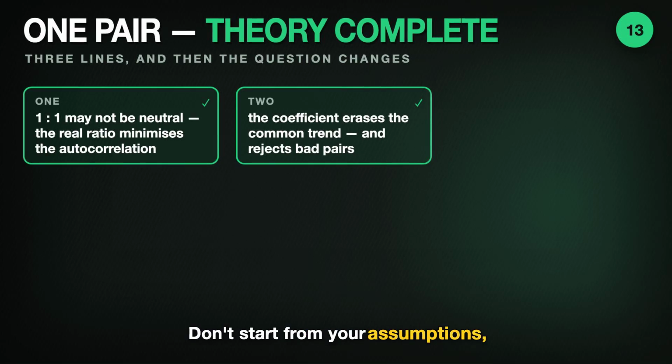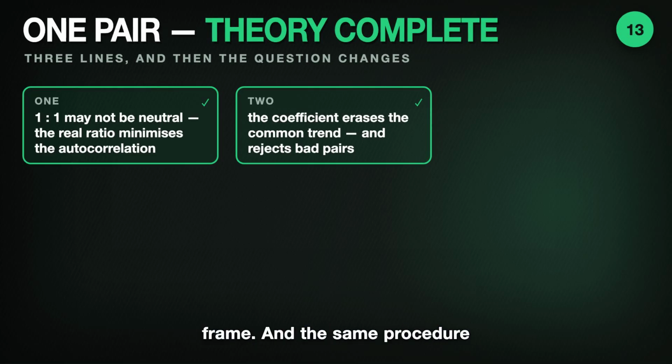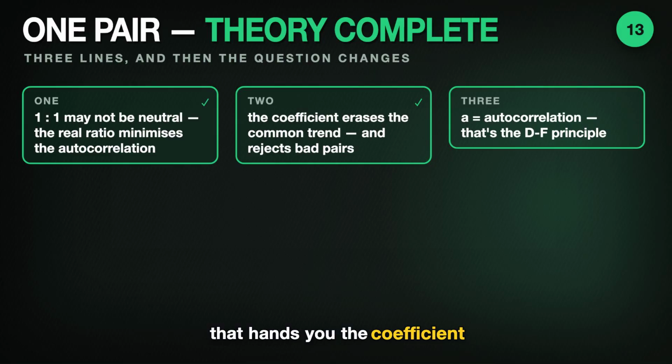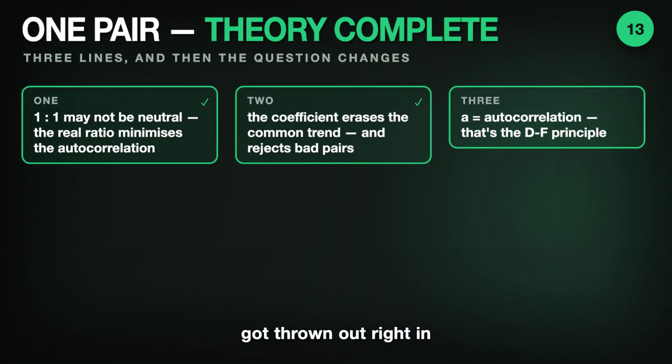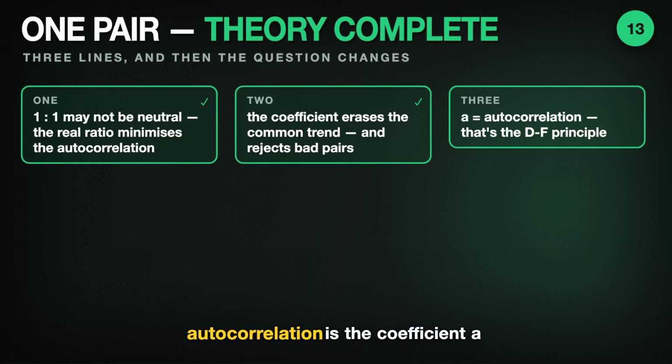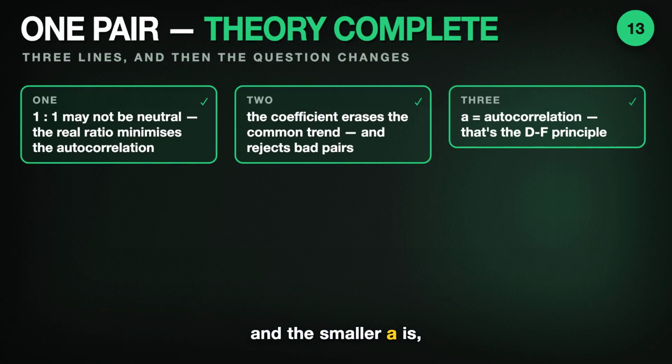Don't start from your assumptions, start from the result you want. That was today's frame, and the same procedure that hands you the coefficient also throws pairs out. AT&T and Verizon got thrown out right in front of you. 3. The autocorrelation is the coefficient A of an AR1 process, and the smaller A is, the more stationary the series. That's the principle of the DF test.